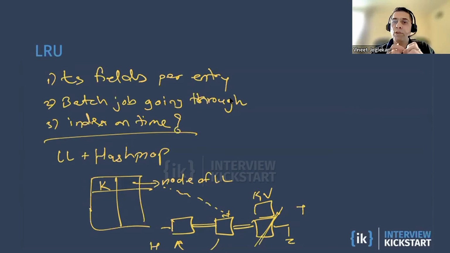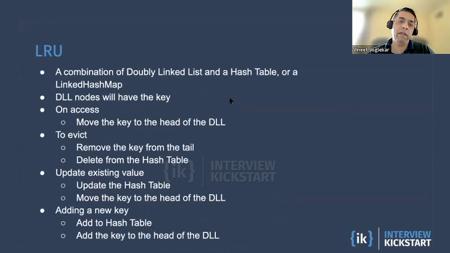And because we are storing the keys in the node, if we delete something from the tail, we can also delete it from our hash table. Otherwise, there will be inconsistency. If you only remove from the linked list but don't delete from the hash table, then your hash table will have entries which are not supposed to be there, something that you evicted. You need to evict from both. So that is basically what this slide says: the DLL nodes will have the key or the key and the value. We need to store the value somewhere. Either you store it in the hash table or you store it in the node.